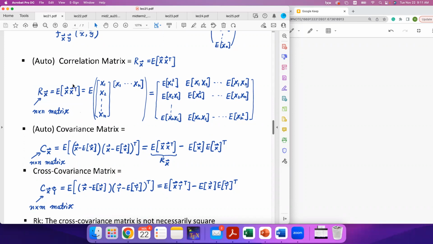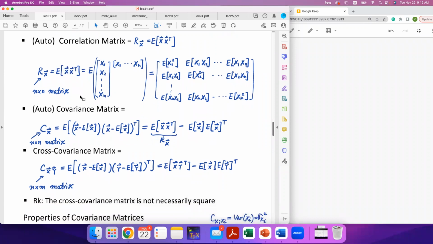autocorrelation matrix, which is basically the expectation of x times x transpose. And this is the language of linear algebra. So we will use linear algebra to write all the formulas instead of listing all the coordinates one by one, which is very complicated. So try to use linear algebra, the matrix vector multiplication notation, to simplify your notation. And we can also define this autocovariance matrix, which measures the covariance between vector x and itself.